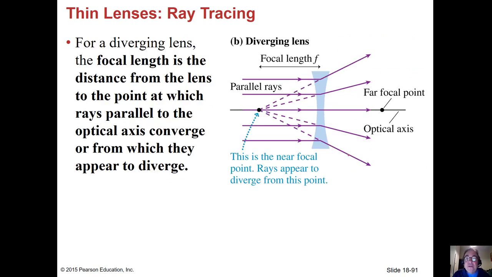Diverging lenses: parallel rays that come in are all bent away. Here, here, here. So they all spread out. But if you were to trace these all back, they also go through a special point, also called the focus. So I think conceptually diverging lenses are maybe trickier to understand because you always have to trace the rays back and see where they appear to be coming from.